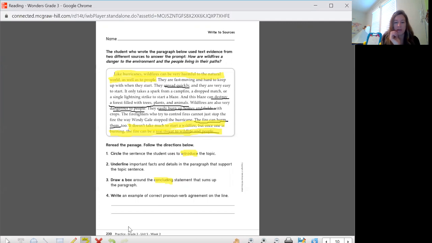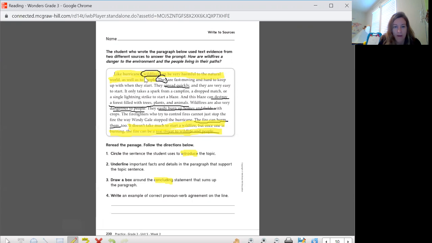Down below it says, write an example of correct pronoun verb agreement on the line. So a pronoun is when a word takes the place of a noun. So you might have he, she, it, them, they. Those are all examples of pronouns. And so if I just look up here, the first one I see is they, okay? And what is the they talking about? They are fast moving and hard to keep up with. Let me look. Like hurricanes, wildfires can be very harmful to the natural world as well as to people. The they is talking about wildfires.